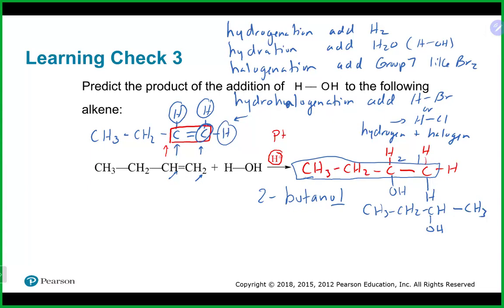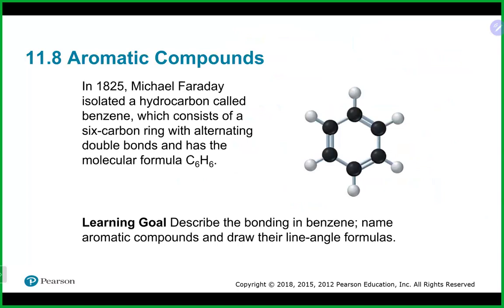Other questions? All right. Then let's continue on and talk about another class of organic compounds. These are sometimes referred to as aromatic compounds. Aromatic compounds have a special organic structure, which is known as benzene. And benzene is a six-member ring that has three double bonds in it.